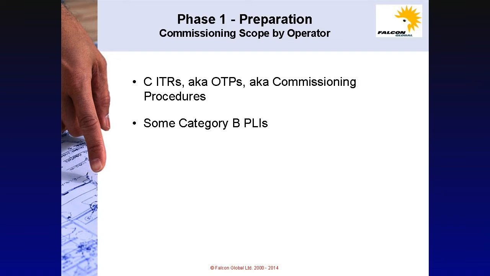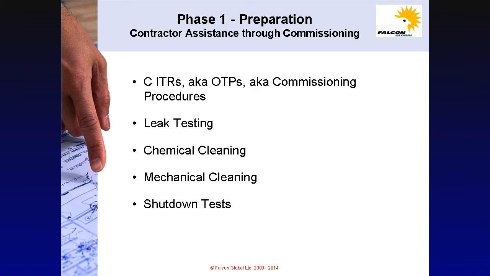This would include all the C check sheets, otherwise known as operational test procedures or the commissioning procedures, and some of the Category B punch list items. Contractor assistance would also be required through the commissioning phase. This will be with commissioning procedures or the C check sheets, otherwise known as OTPs, also in leak testing, chemical cleaning, mechanical cleaning and shutdown tests.